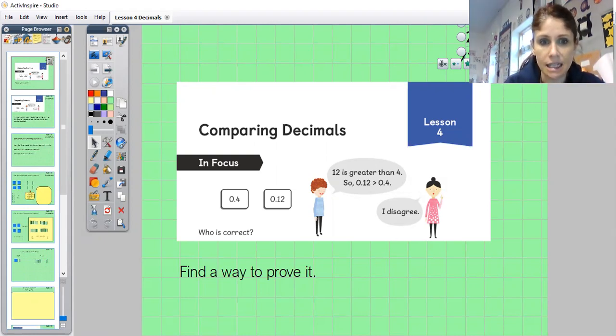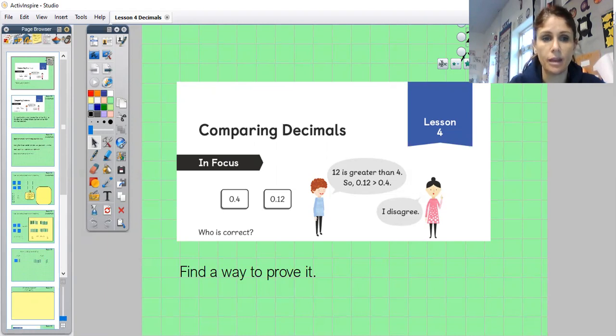Elliot says that, so we've got two numbers here, 0.4 and 0.12. And Elliot says 12 is greater than 4, so 0.12 is greater than 0.4. And Ruby says, I disagree. So who do you think is correct? I want you to find a way to prove it. You need to show me how you would prove it. So pause the video and have a go now in your book at proving, find it and prove it.